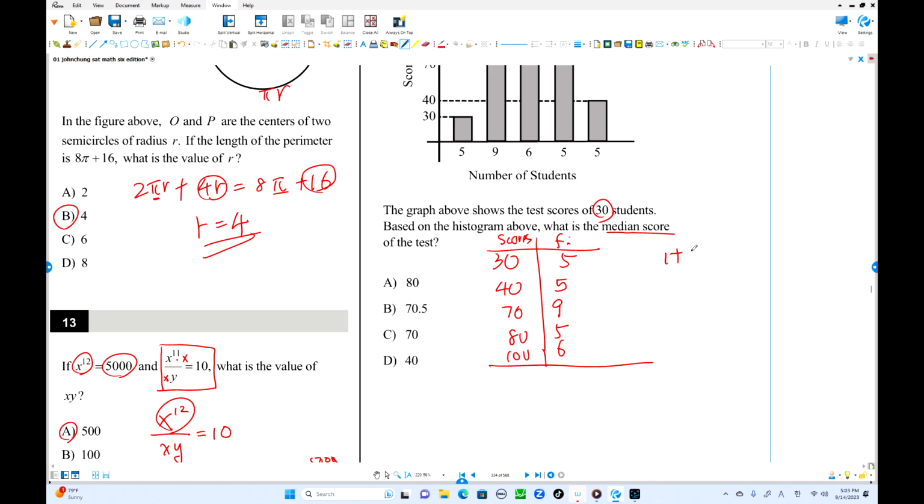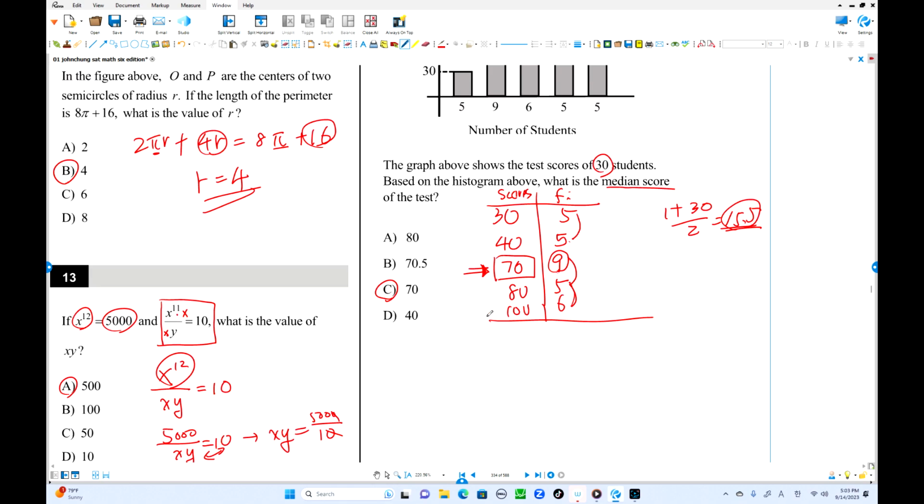Oh, it's actually 1 plus 30 divided by 2, right? So 15.5. So the 15th and 16th students are in the middle. You can count from the top or from the bottom, it doesn't matter. From here, 10 belongs over here, right? 11 to 20 belongs here. That's the median, okay? So anyway, the median score will be 70, that is the answer.